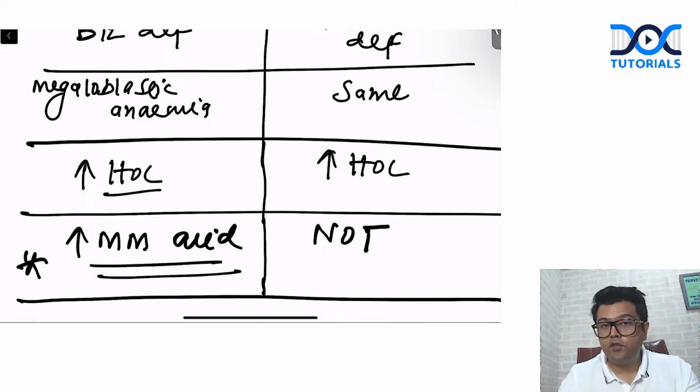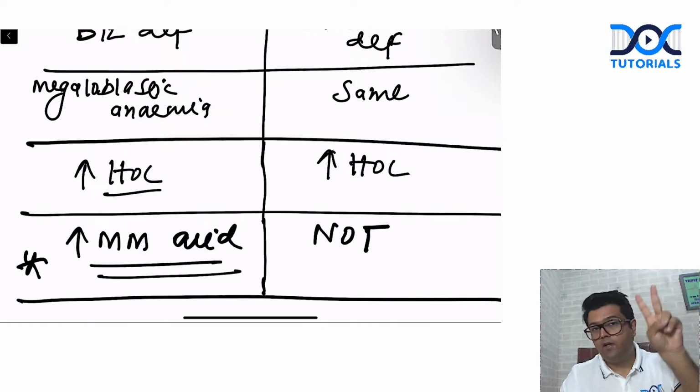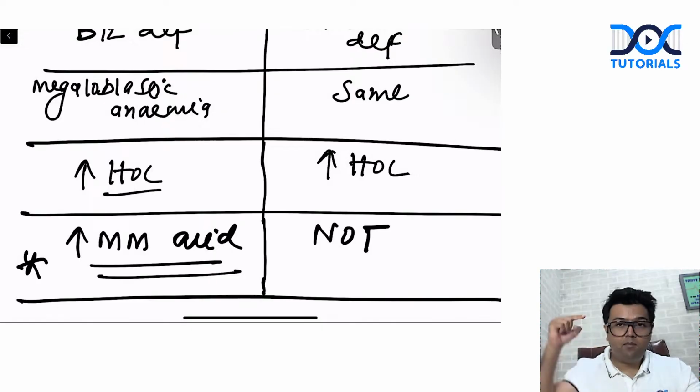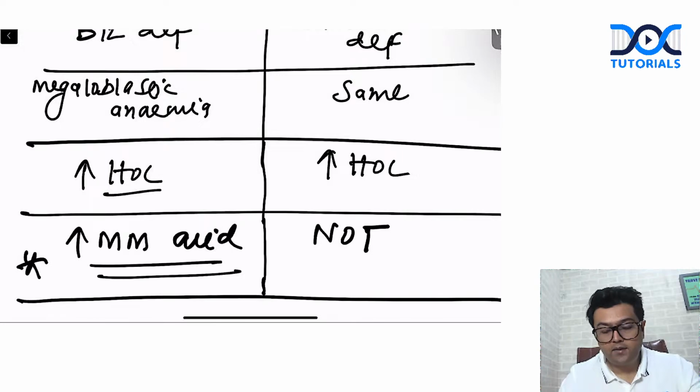acid deficiency. So how will you differentiate biochemically between B12 and folic acid deficiency? By just looking at these parameters, homocysteine and methylmalonic acid. If homocysteine plus methylmalonic acid are both high, it's B12. If only homocysteine is high, but methylmalonic acid is not high, it is folic acid deficiency. Correct, guys? So these are the disorders.